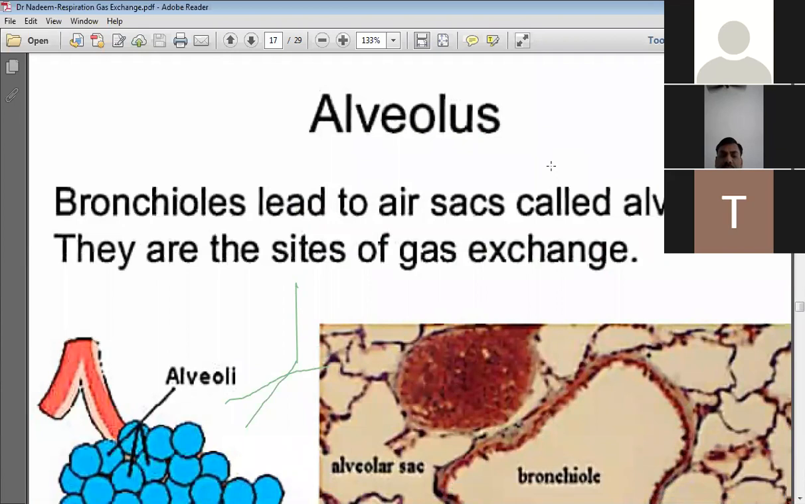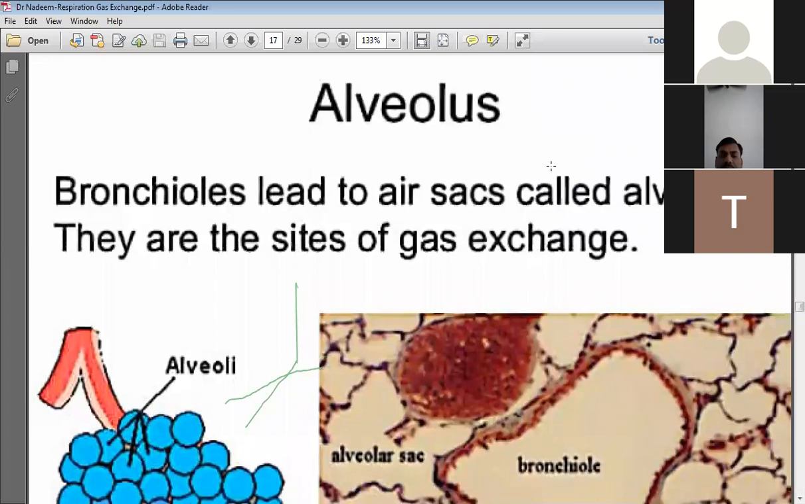So the air which we inhale comes from the nose and mouth to the windpipe. Then it is taken to the bronchi and then the bronchioles. The bronchiole transfers it to the alveoli.